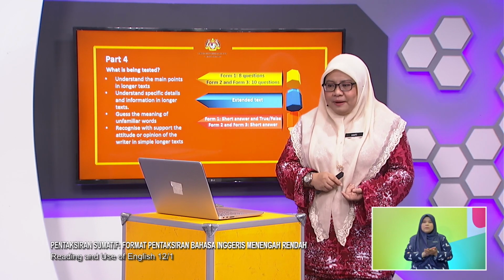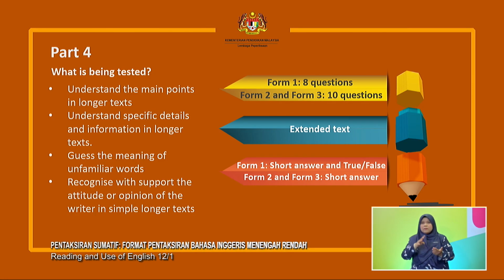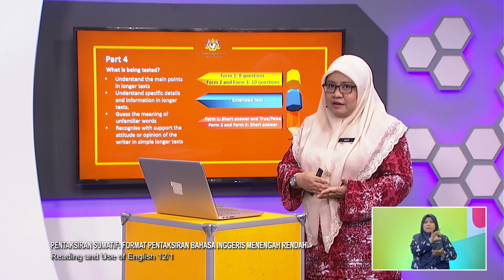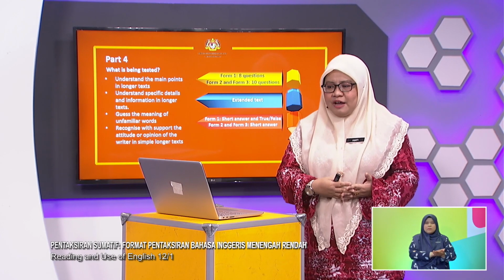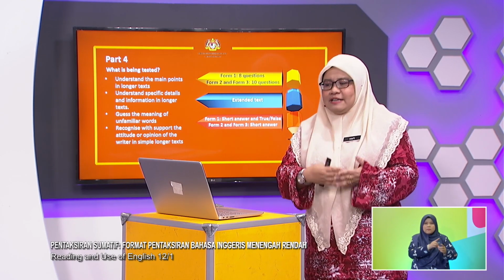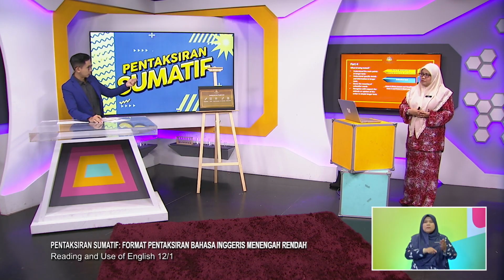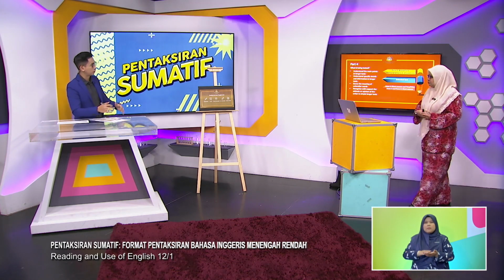In part 4, the students are going to read an extended text and give short answers based on the question given. However, Chris, there's a difference between Form 1 and Form 2 and Form 3. For Form 1, the students are going to have 8 questions, and they are going to have short answer questions and true-false task type. Miss, why is there a different task if we look at the slide in Form 1 compared to Form 2 and Form 3?